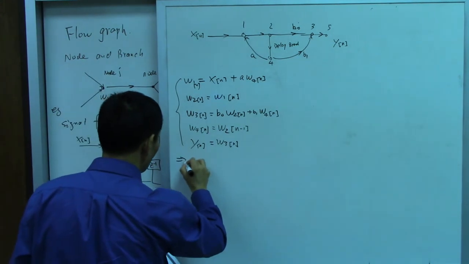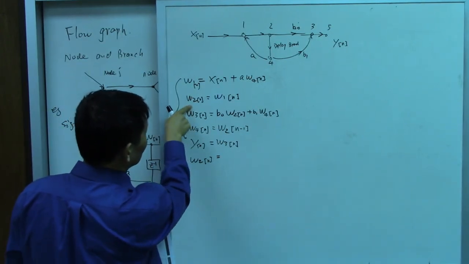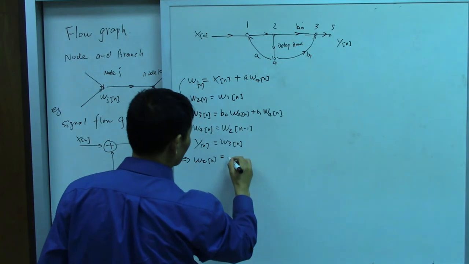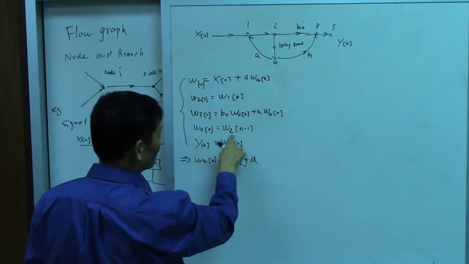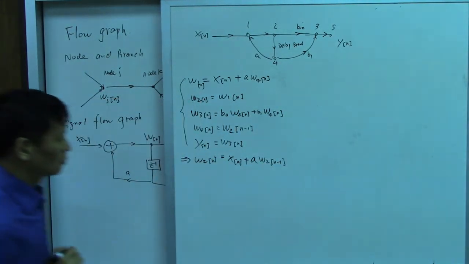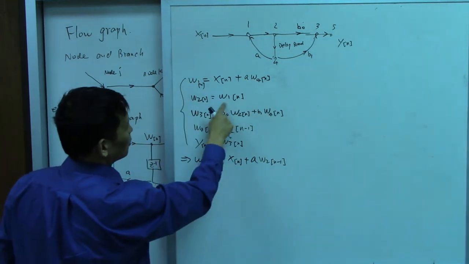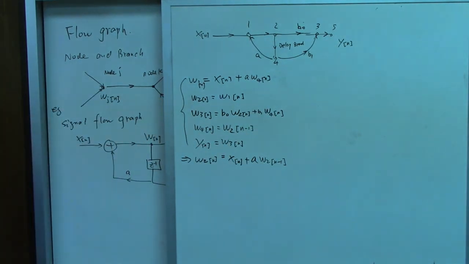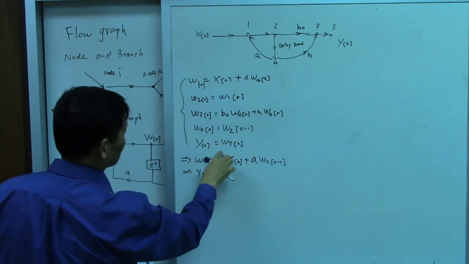So we have W2 here. W2 equals this, and equals W1. W1 equals x[n] plus this, so equals x[n] plus a times W4. W4 is W2 divided by 1 time. Everybody see this? So W2 here equals W1, which is x[n] plus a W4. a W4 equals W2[n-1]. Then we have y[n], the output, equals W3.